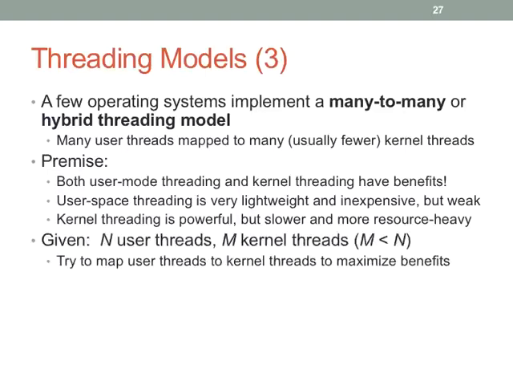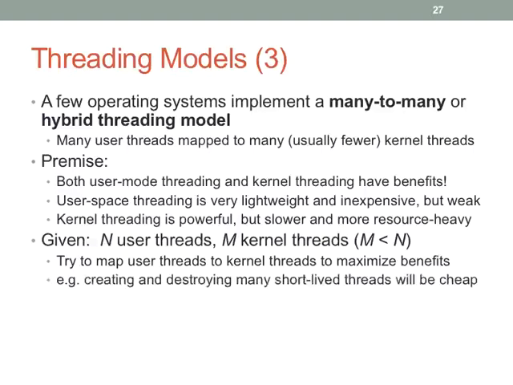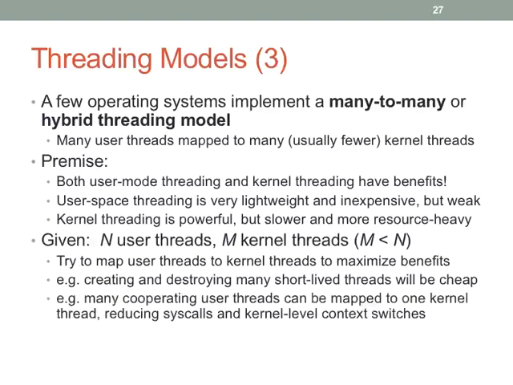Okay, so if I have these things, so n user threads and m kernel threads, I'd like to somehow map our user threads to our kernel threads in a way that maximizes the system performance so that I can get the benefits and I can have my cake and eat it too, so to speak.